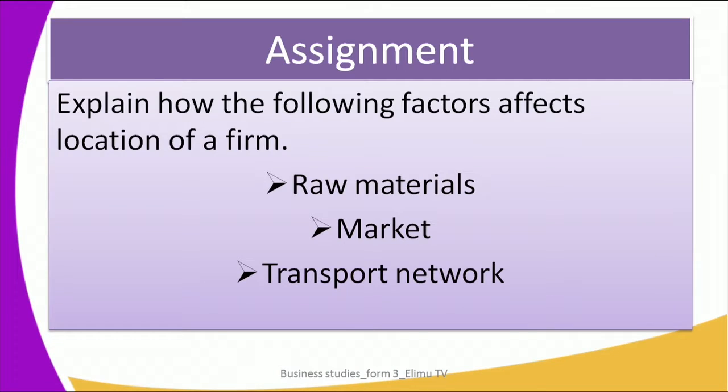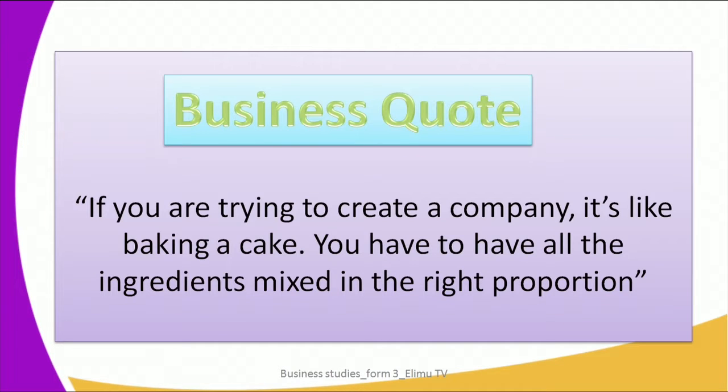I'm going to give you an assignment for today's lesson. Explain how the following factors affect the location of a farm: one, raw materials; the other one is the market; and finally, transport network.